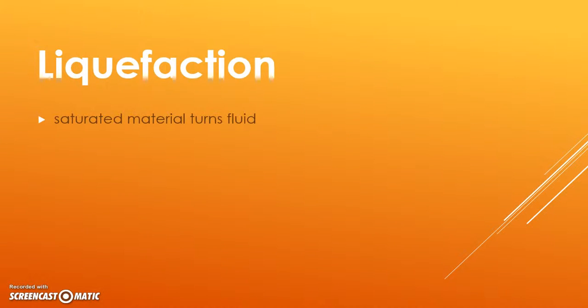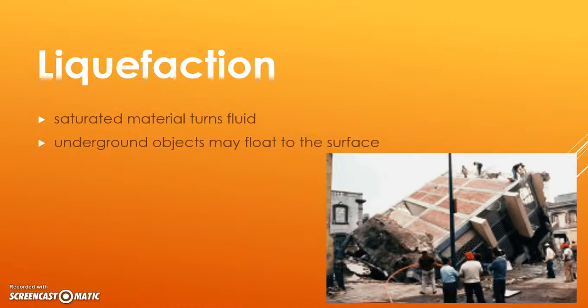We also have a term called liquefaction. It's a saturated material that you have that turns into a fluid. So let's say that you have a really moist type of ground and an earthquake occurs. All of that water that's in that material is going to get moved and is going to become kind of like a miniature lake of quicksand. So it's going to start moving things. Anything that's underground may start to float to the surface. And if you have a building that's on this, it may actually start to sink. So here's a great example.